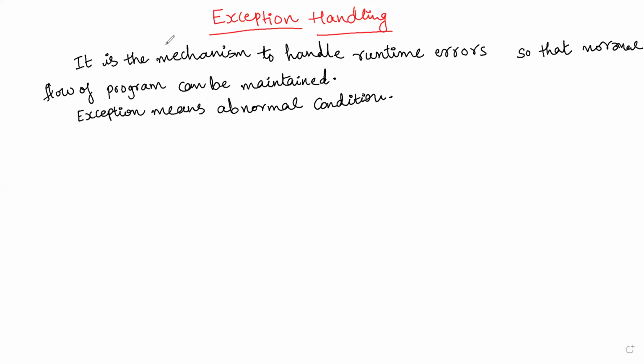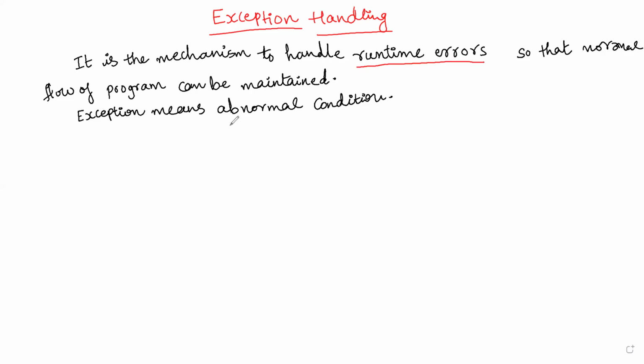Today we'll discuss exception handling in Java. So what is meant by exception handling? The definition of exception handling is that it is a mechanism to handle runtime errors, so that the normal flow of the program can be maintained. Remember, an exception is nothing but an error. It is a mechanism to handle runtime errors.